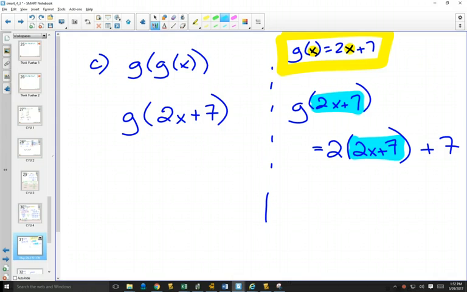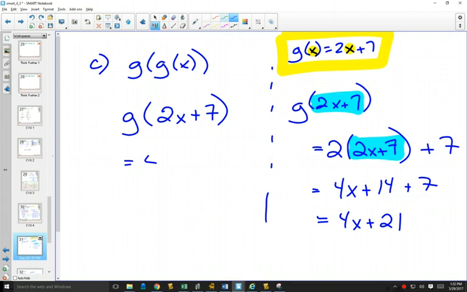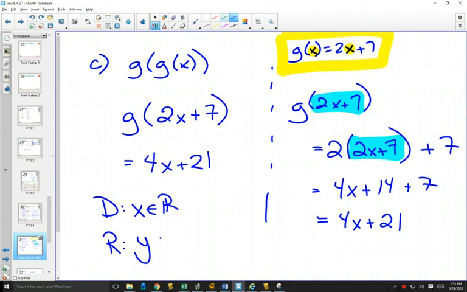And now you just need to simplify using your algebra. So this will be 4x plus 14 plus 7. 4x plus 21. So this becomes just a line. The domain of this function is everything. The range of this function is everything.